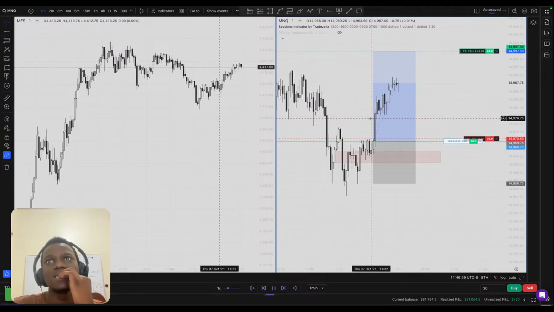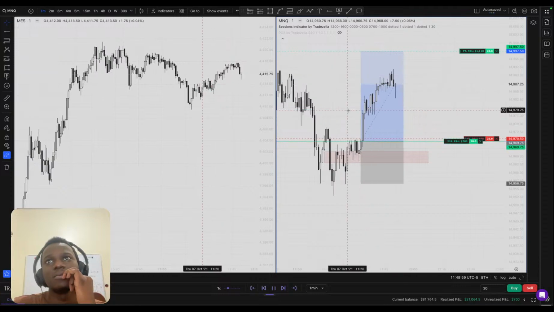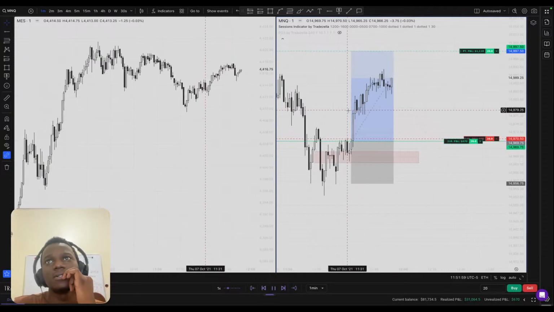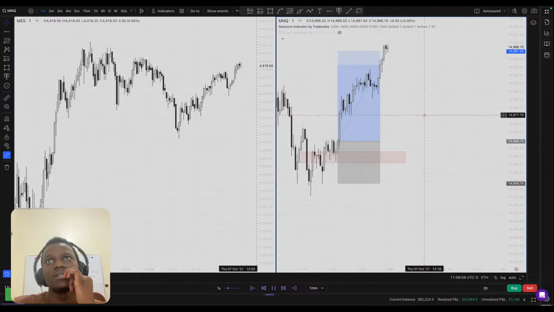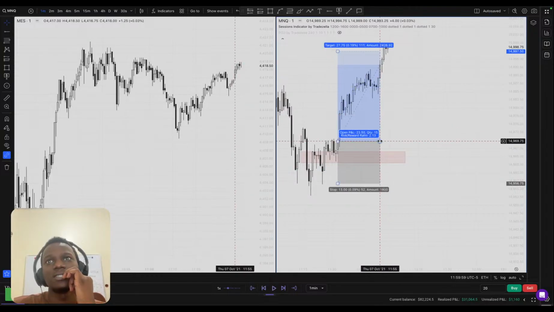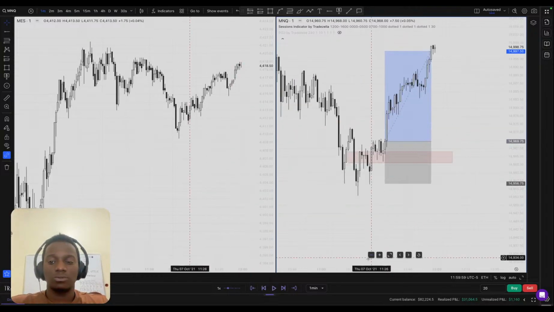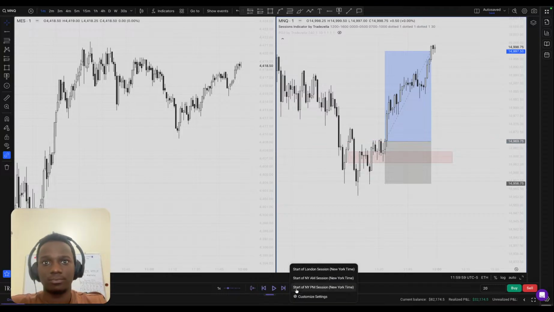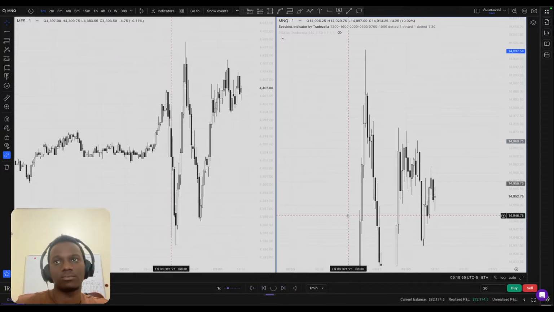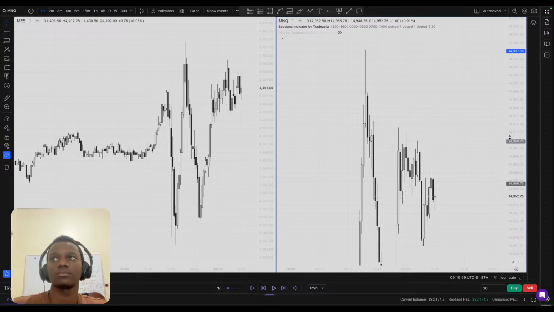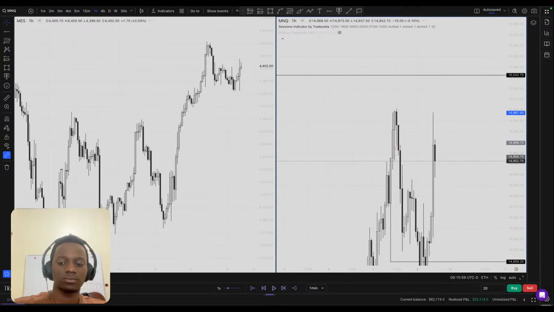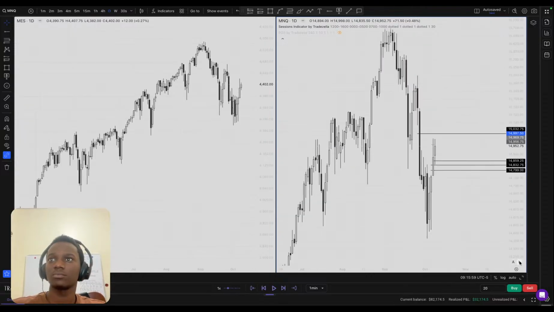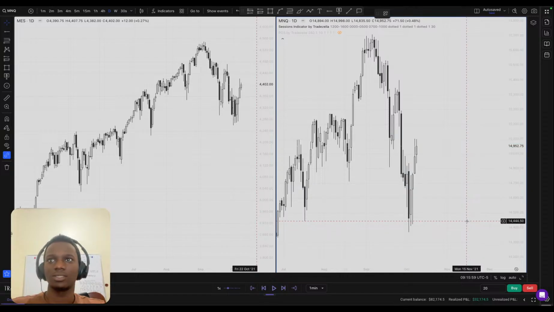A few minutes till the 12 a.m. lunch hour, and take profit gets hit for a 2 hour right there. So very great session, I'd say. So we're taking some good longs inside here.